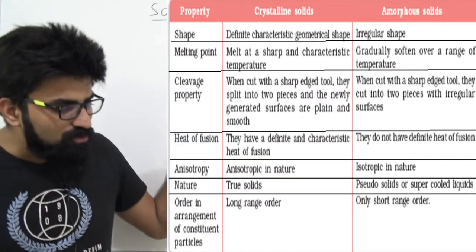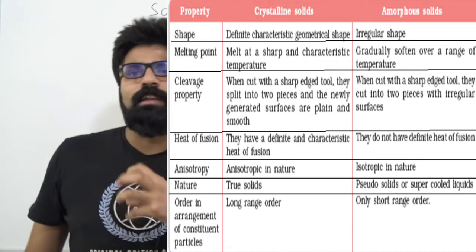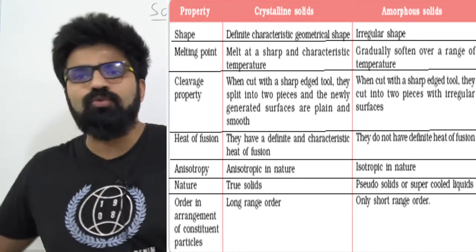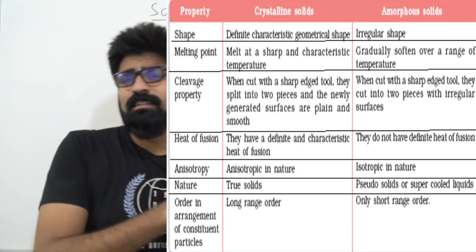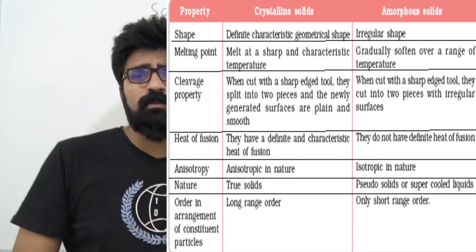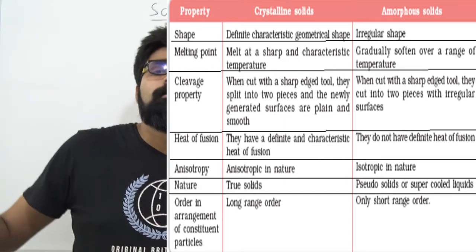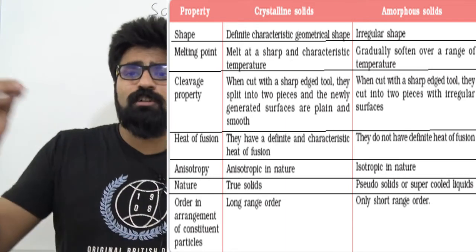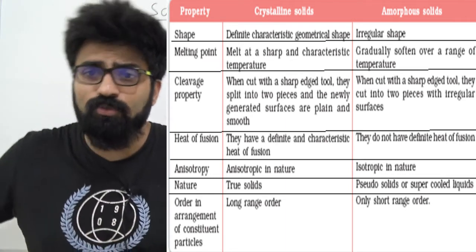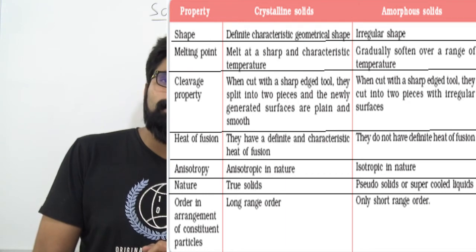Now, the last point that I'm going to discuss is that crystalline solids are true solids and amorphous solids are pseudo solids. Because of the definite arrangement of atoms, we call crystalline solids true solids. And for amorphous solids, because of the irregular arrangement of atoms, we call them pseudo solids.